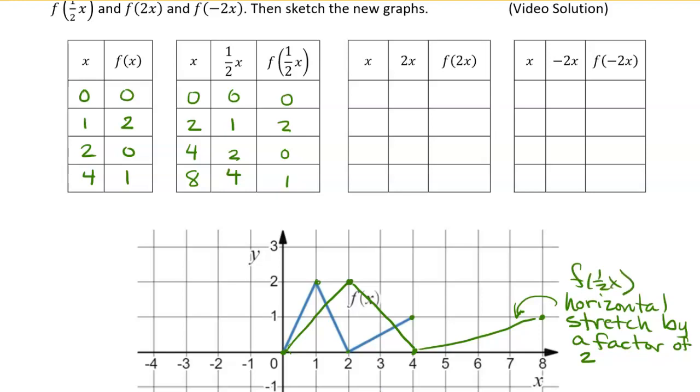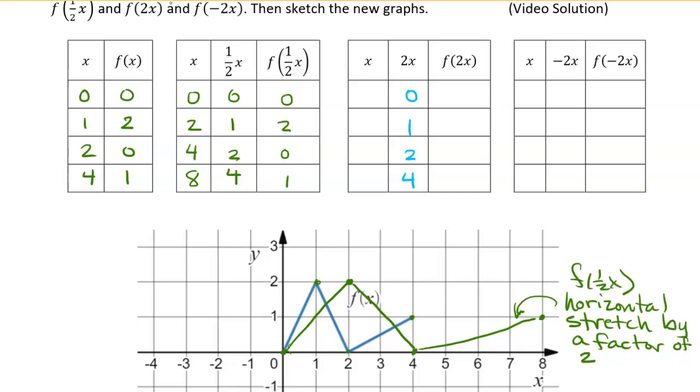All right, so let's do a similar thing for these other functions. I'm going to change colors, but still I want the same input and output values. I want the input to f to be values that I know. But the input now is 2x, so we're going to look at f of 2x, but the inputs are going to be 0, 1, 2, and 4.